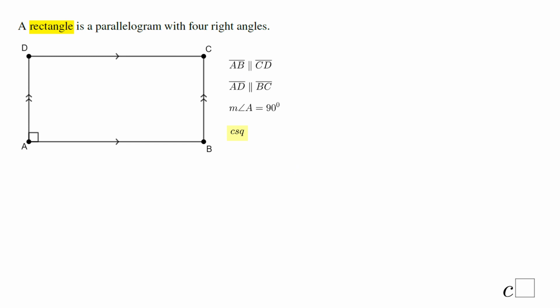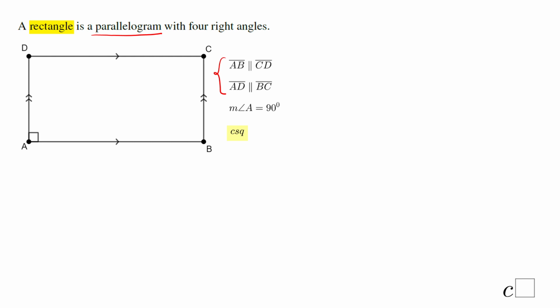In this lesson we will talk about rectangles, and you see here the definition of a rectangle. A rectangle is a parallelogram, that is very important, with four right angles. And here these first two statements tell you the shape we have in the picture is a parallelogram.